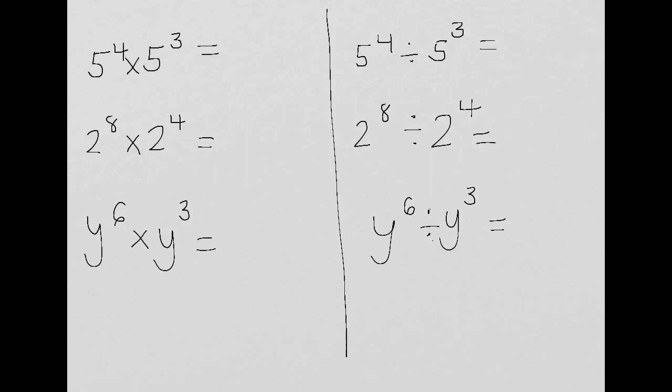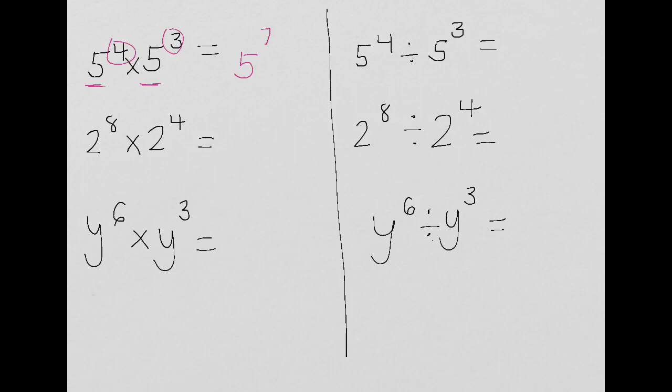when we have indices, and what you should remember is when the bases are the same, these are the bases are the same, and they're multiplying, we can add the indices. So this would become 5 because the base is 5, and we add the indices and it's 7.